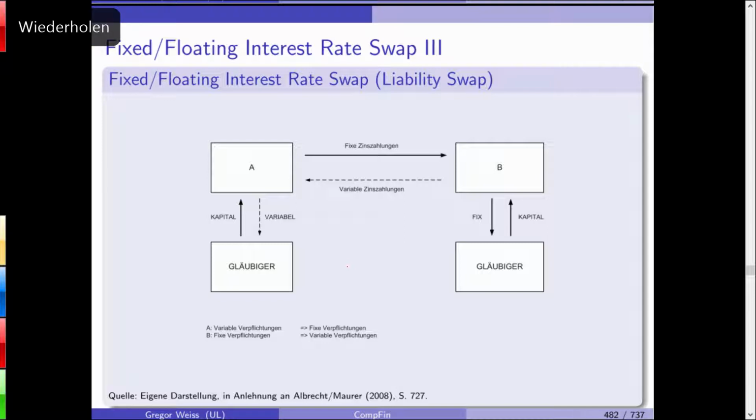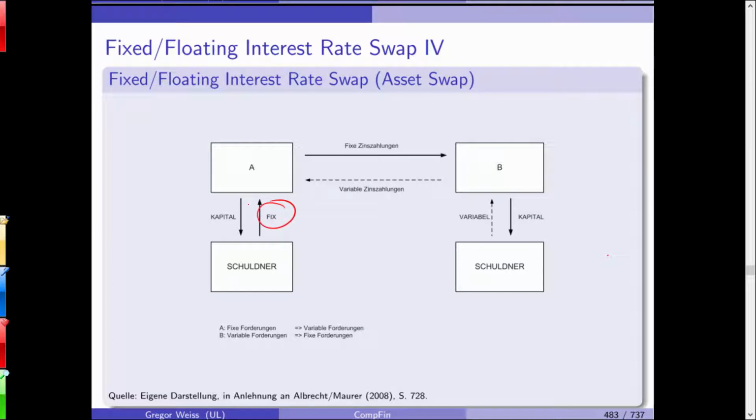With the asset swap, it's just the other way around. This is the asset swap. Both parties have given out a loan, for example, and they are receiving fixed and variable interest rate payments. Then again, they can swap those payments, but now, of course, it's the other way around. Here we're getting variable payments, and here we are getting fixed interest rate payments. This asset or liability distinction simply shows you from which underlying financial contracts those payments originate.